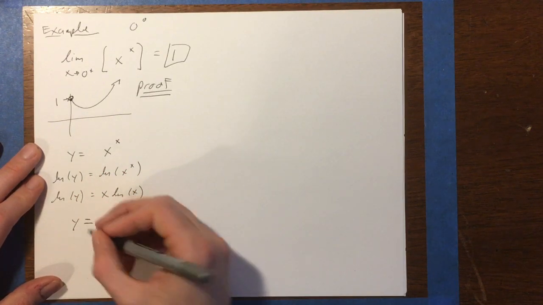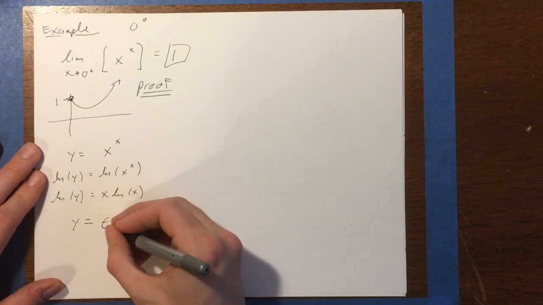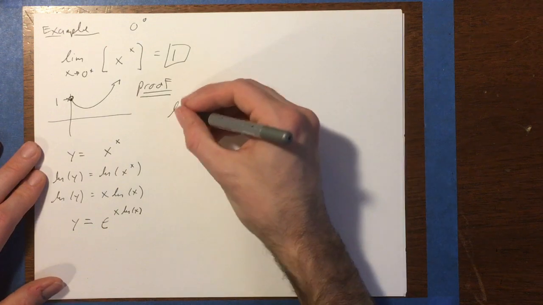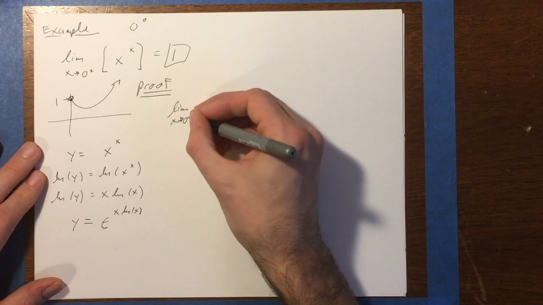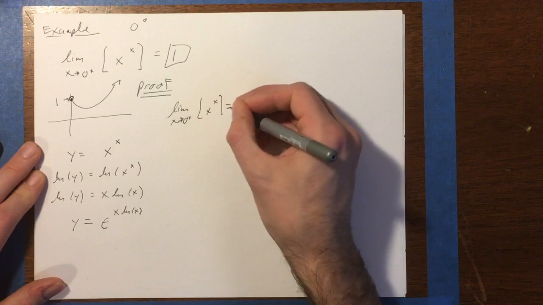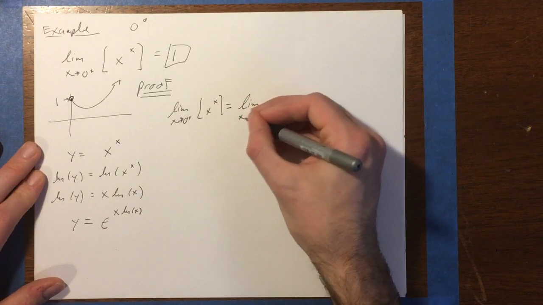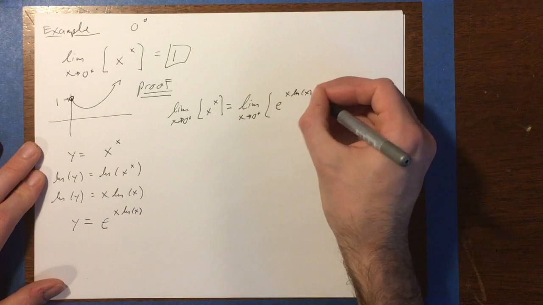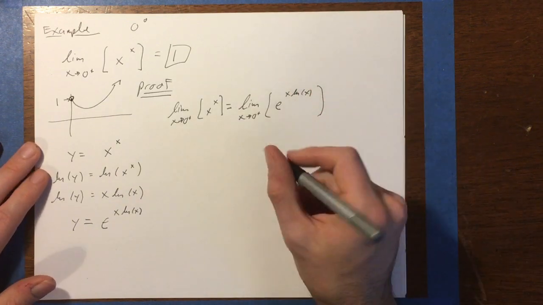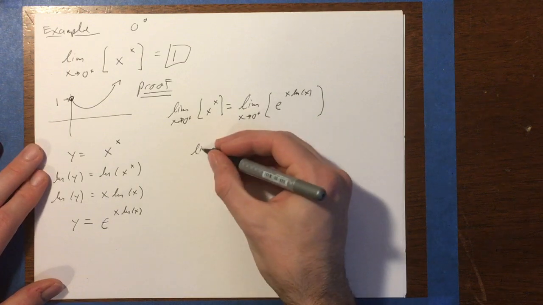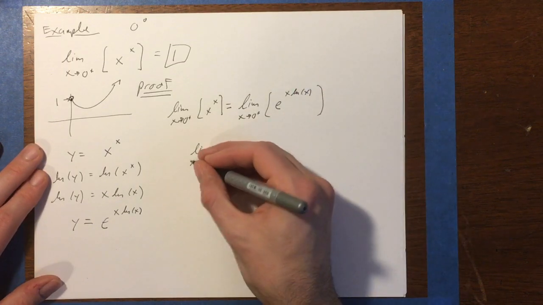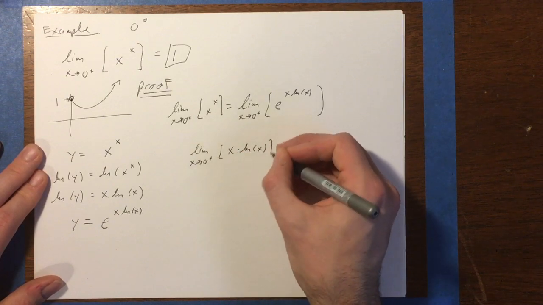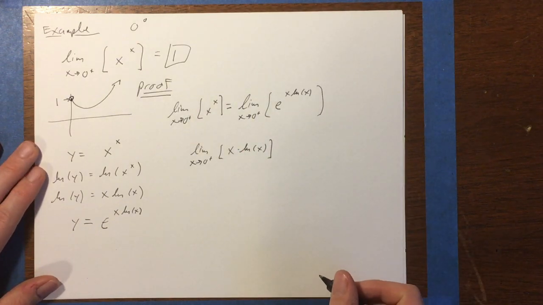Now, if I convert this back to exponential form, y will equal e to the power x times the natural log of x. So that means that this limit is the same as the limit as x approaches 0 of e to the power x times the natural log of x. So now the question is, what is the limit of that inner function, as x approaches 0 from the right of x times the natural log of x? What is that limit equal to?